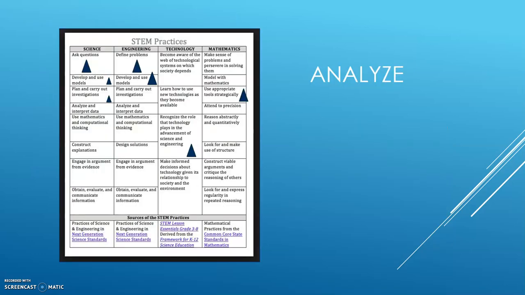So analyzing it here, I thought that we definitely asked questions and developed and used models, planned and carried out investigations. We defined the problem of erosion and runoff. We also used technology in that first section where we were able to explore that website to recognize the role that it plays, and used appropriate tools strategically throughout the process as I made my erosion bottles.